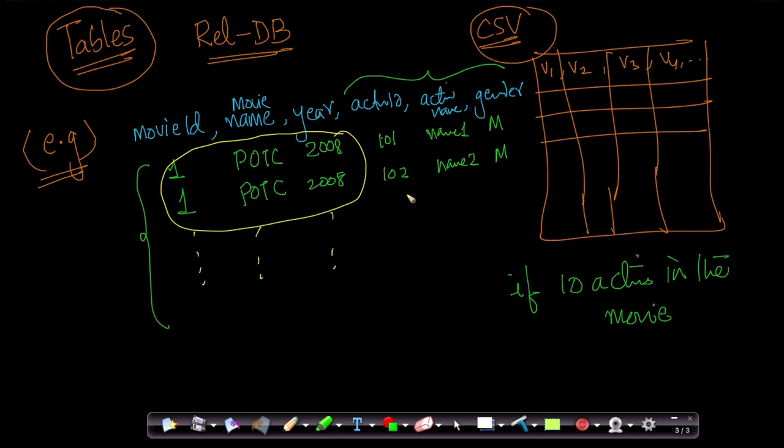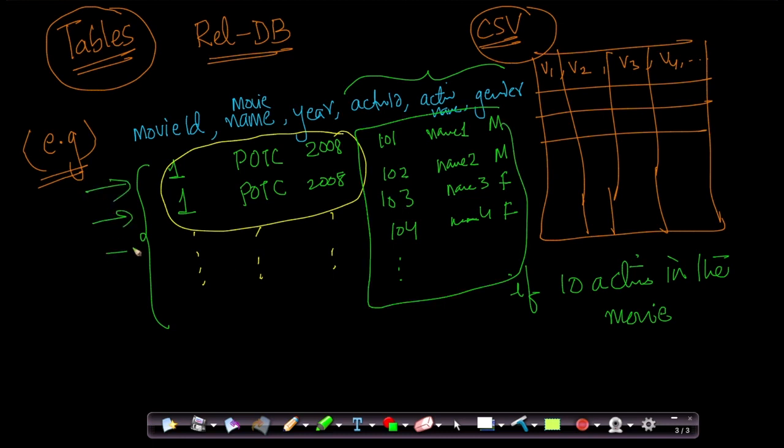Of course, the actor ID, everything will change. The actor ID will change. Name 3, let's say female, 104. Name 4, some female, and so on. While this part of the information changes for these 10 rows, the actor details will change. But the movie details, we are simply copying the same thing. Just imagine how much space we are wasting by just duplicating. This is all duplication of data.